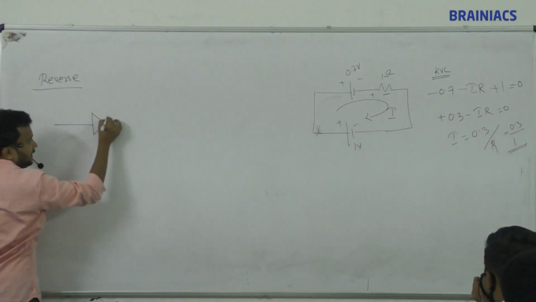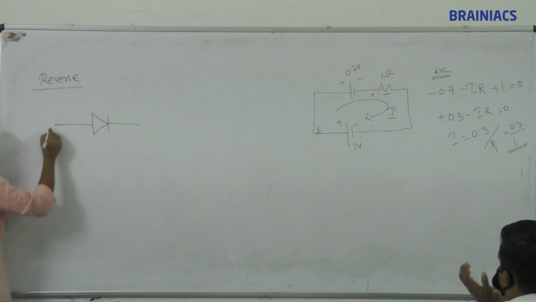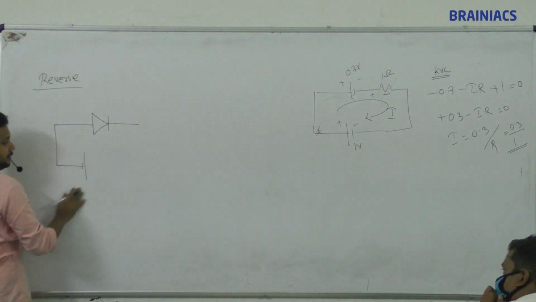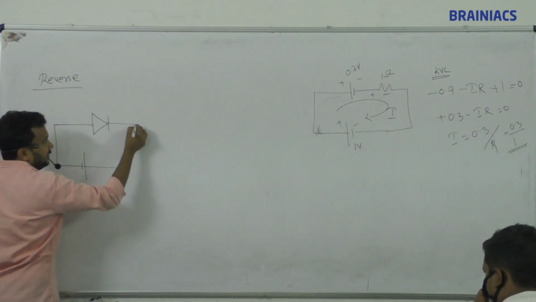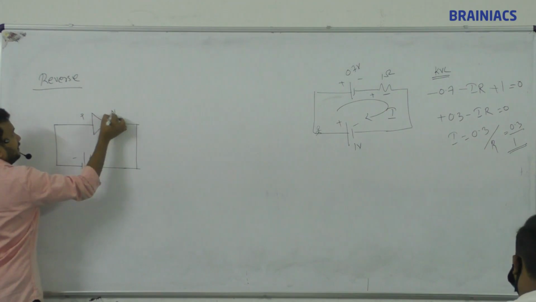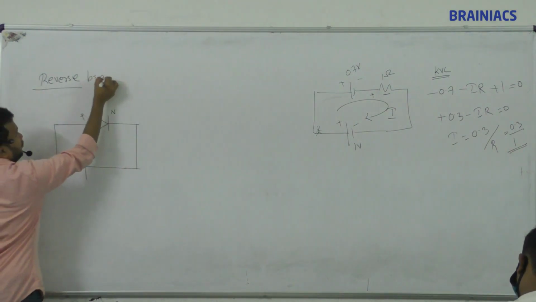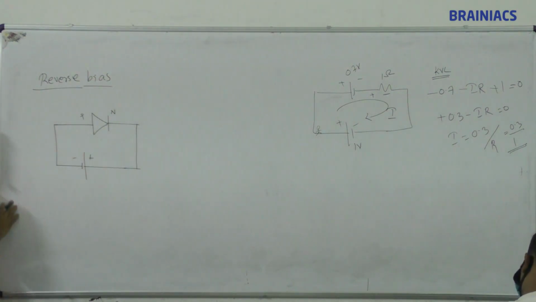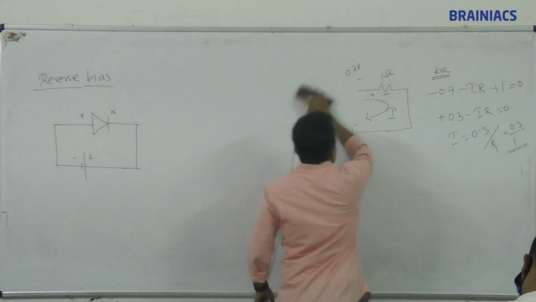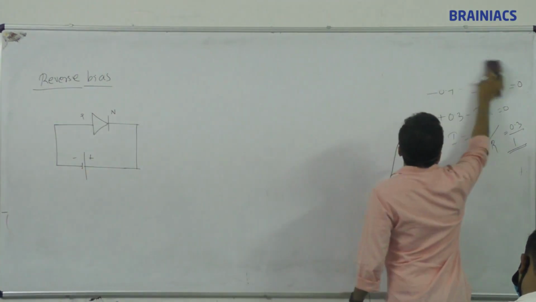This is a diode symbol I am representing. The positive terminal is connected with the negative terminal of the battery, and the negative is connected with the positive terminal of the battery. That connection is called reverse bias. Bias means voltage. Now, is any current flowing through the circuit? No current. Why is no current flowing?